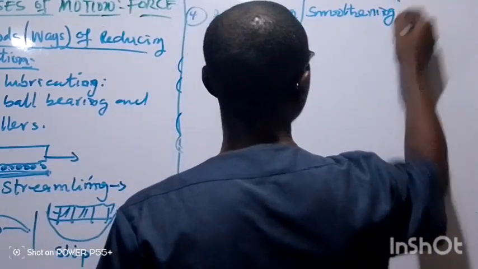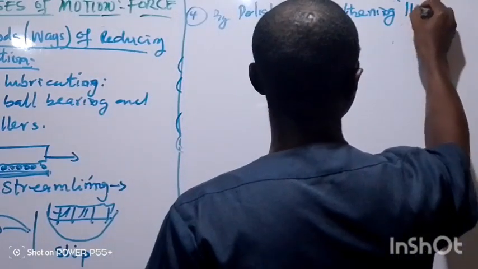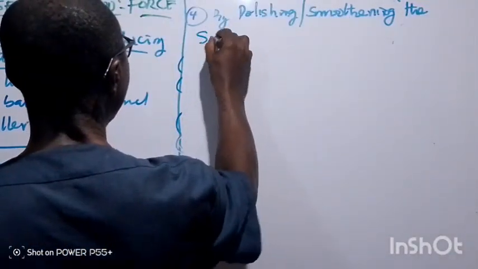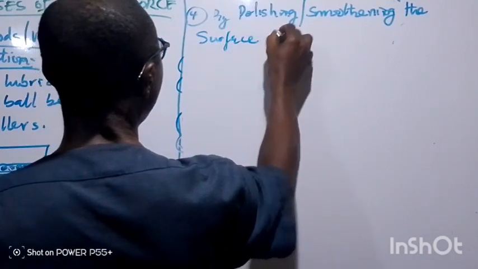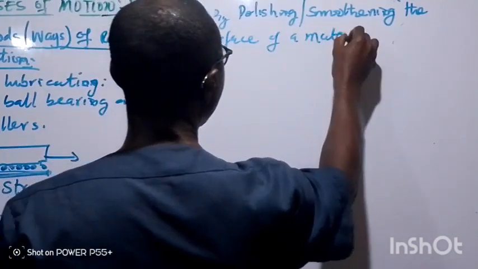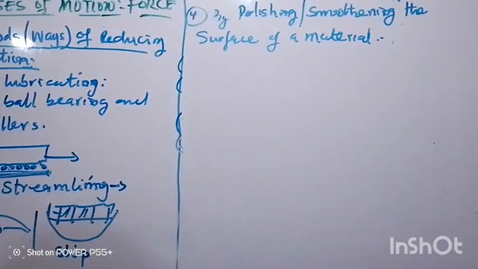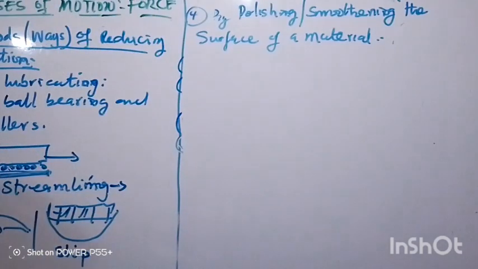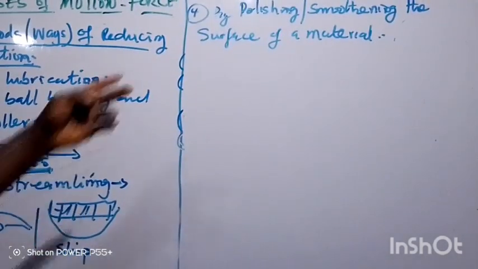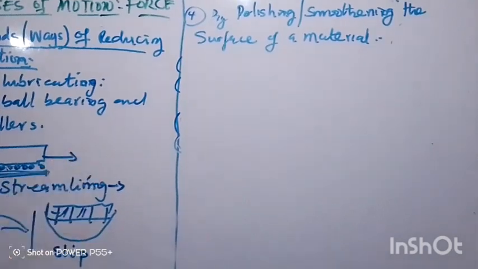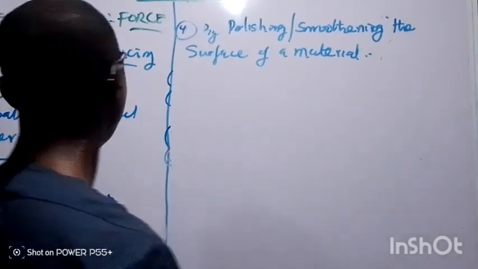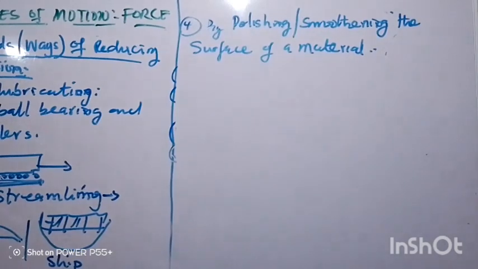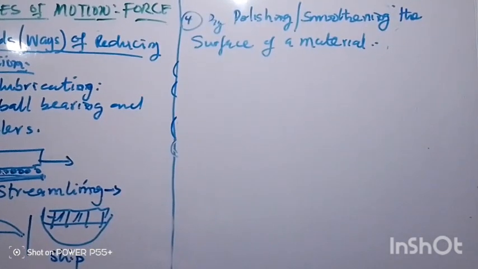Polishing or smoothing the surface of a material. When you polish or smooth the surface of a material, then you reduce friction. If the surface is smooth, then the friction will be reduced, or you polish it, the friction is already reduced. As I said, the effect of friction cannot be totally removed, but you can prevent or reduce it. That is for number 4.